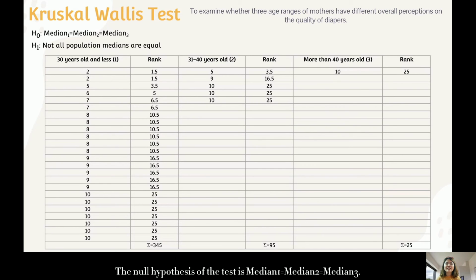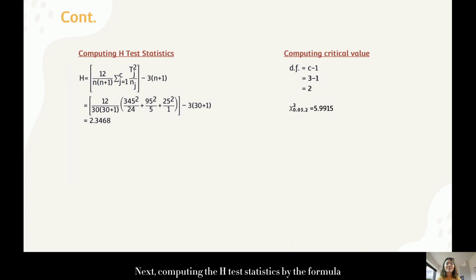The null hypothesis of the test is median 1 equals median 2 equals median 3. Otherwise, the alternative hypothesis is not all population medians are equal. First of all, we need to build up a table to obtain rankings for each value and sum the rankings for data from each of the 3 groups. Next, computing the H test statistic by the formula, and we found H is 2.3468.